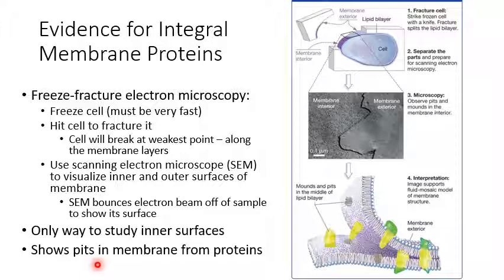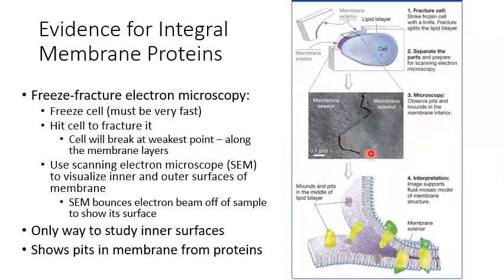So anytime we're really trying to get pictures of structures within a cell, we're going to use an electron microscope to do it. And in the scanning electron microscope, what you're doing is hitting the sample with a beam of electrons, and then they bounce off, and you catch them as they bounce off, and it forms an image. So here you have an image of a fractured cell membrane that was taken using scanning electron microscopy.